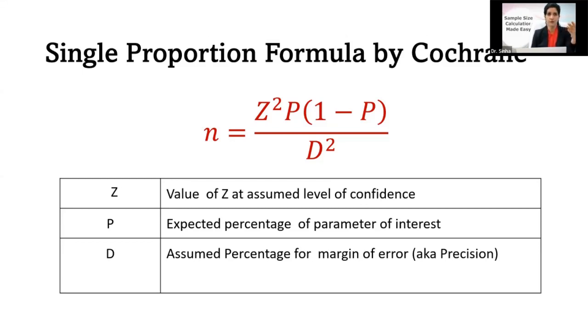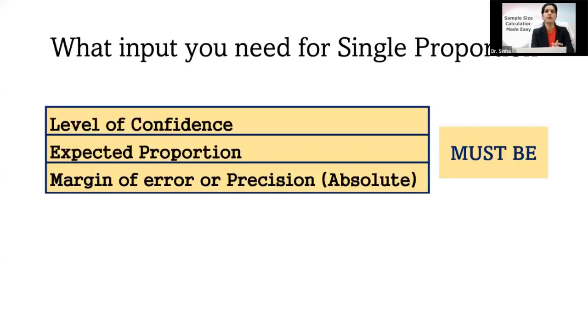So this is the value of Z at the assumed level of confidence. P is the value of percentage for the parameter, whatever parameter you are estimating. And this D is the assumed percentage for margin of error. So this D can be absolute percentage, or we will see the concept of absolute and relative precision. So for single proportion, what all information do you need? You need the level of confidence, you need the expected proportion, and you need the margin of error or precision.